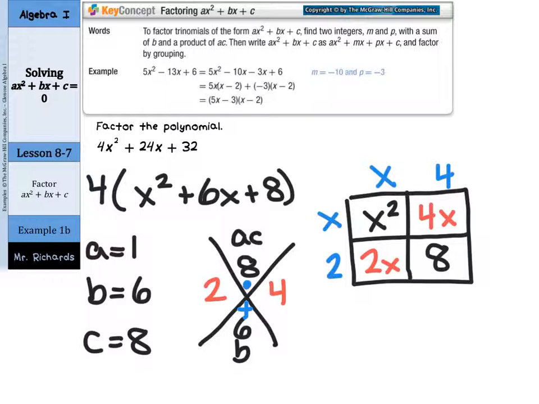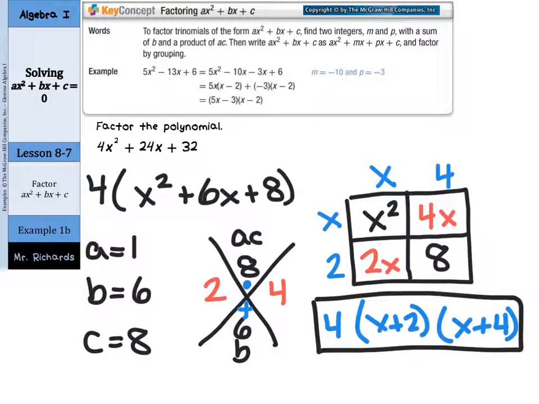So as I write my answer here, I do not want to forget about this 4 I pulled out at first. It's going to be 4 times the x plus 2 times the x plus 4. So it's always a good idea to look, is there a greatest common factor that I can pull out first before going into the x box method?